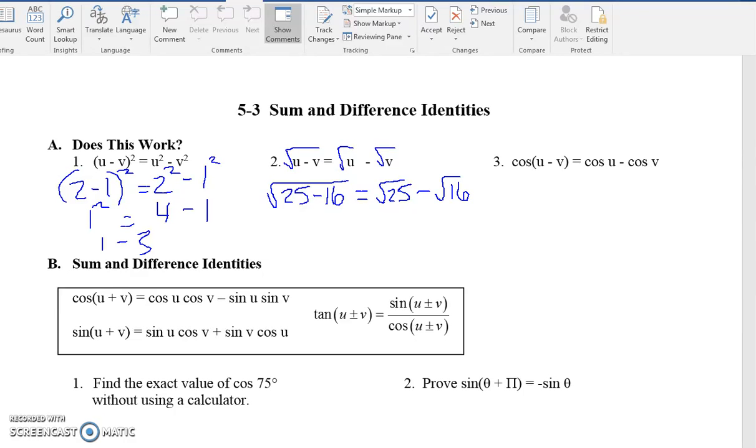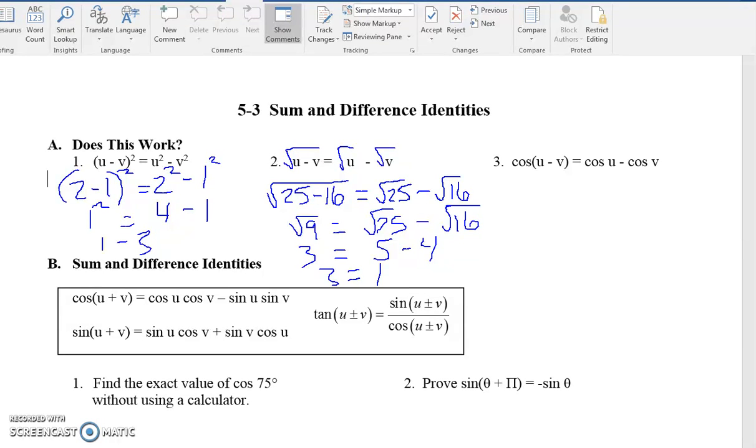Square root of 25 minus square root of 16. If we go through and we simplify all of this, on the left side I end up with the square root of 9. I'll just keep the right side the same for a second. So this is 3. Here I have 5 minus 4. So on this side I have 3 equals 1. We know that's not true. So this idea does not work in a square root function or in a squared function.